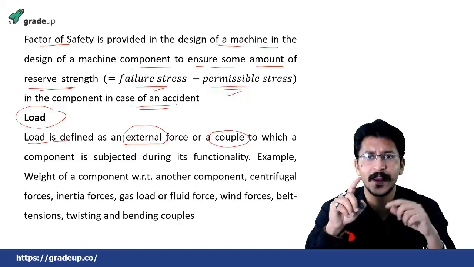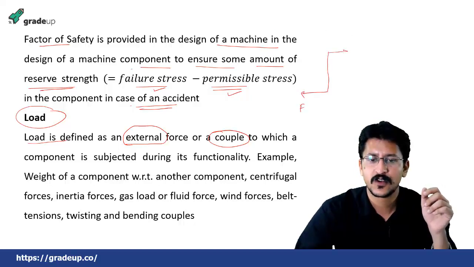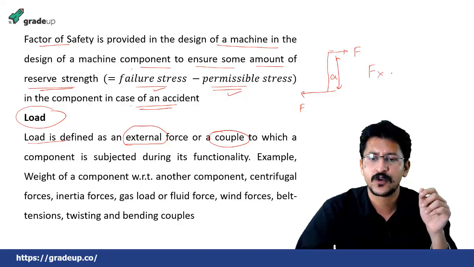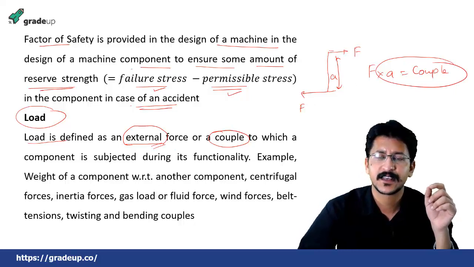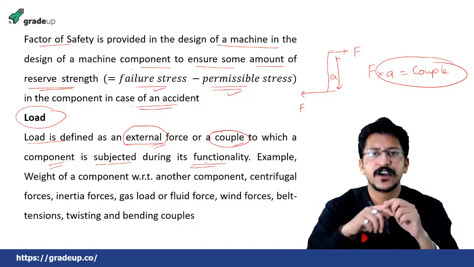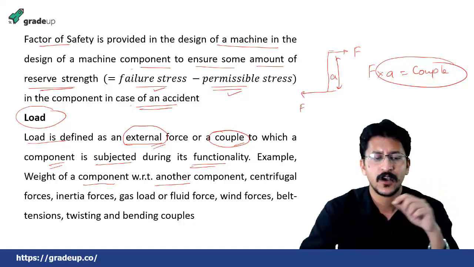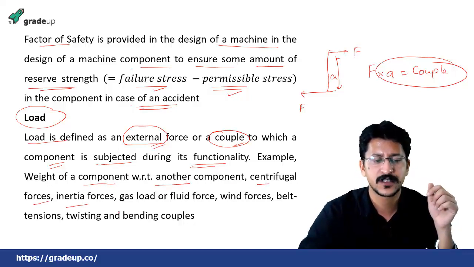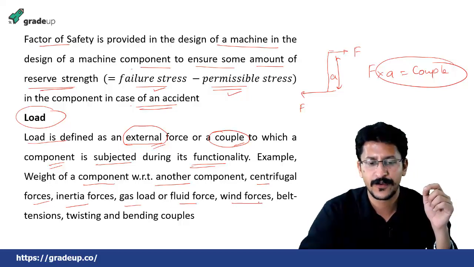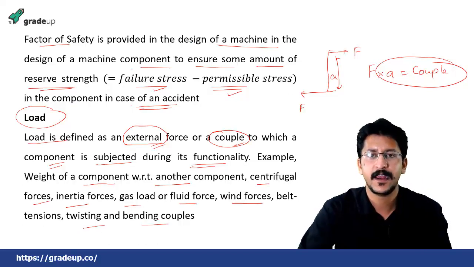A couple is two equal and opposite forces separated by some distance. Okay, so if this is force F and this is also the force F separated by a distance, say A, then these two forces, that is F into A, will be equal to a couple. Okay, so the load can be defined as any external force or a couple to which a component is subjected during its functionality. Example: the weight of a component with respect to another component, or the centrifugal forces, the inertia forces, the gas load or the fluid force, the wind forces, the belt tensions, the twisting and the bending couples.